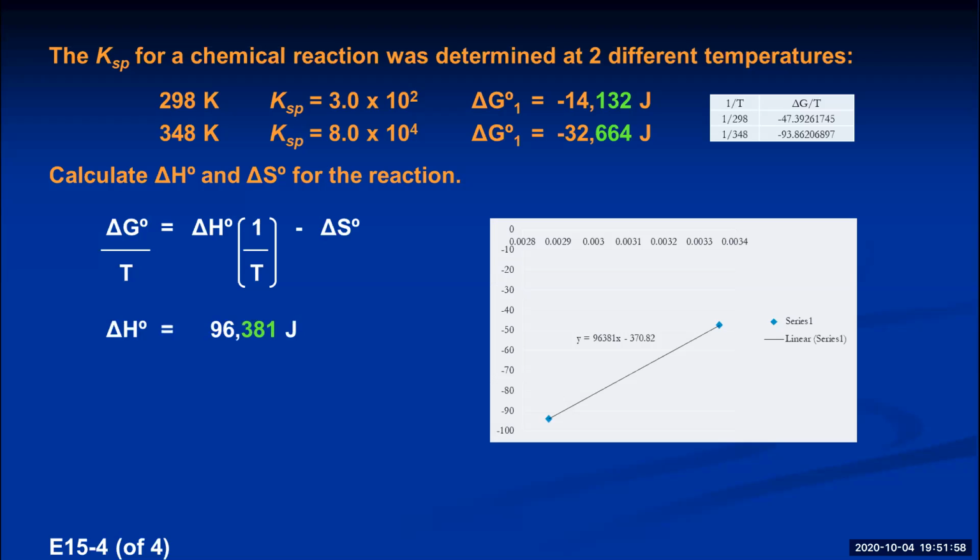From this equation, whatever the slope is, that's going to be your standard enthalpy change for the reaction, which comes out 96,381 joules, or going back to our two significant figure KSP value, 96,000 joules as the standard enthalpy change. The negative of the y-intercept will be your value for delta S naught. So the negative of our intercept is positive 370.82 joules per Kelvin. And then keeping two significant figures, that would be reported as 370 joules per Kelvin. So for this particular reaction, we've now graphically determined its standard enthalpy change and its standard entropy change.